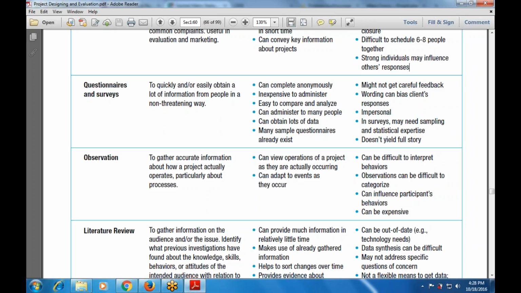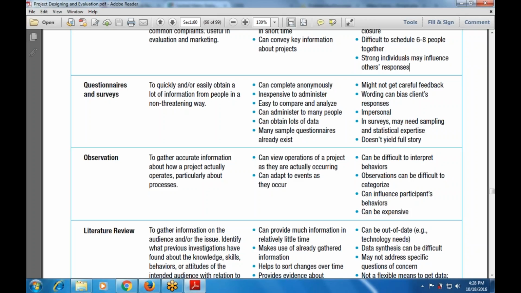Influence in the sense that it can also change participant behavior, and it can be very expensive. Why? Because we are taking the observation, and it takes a lot of time and a lot of money to observe people.